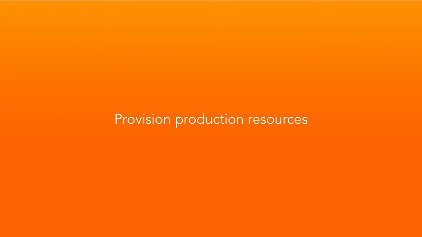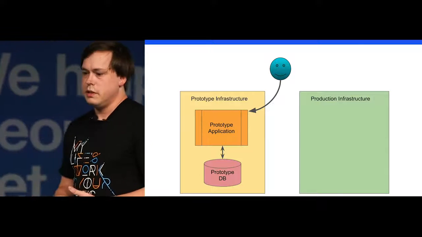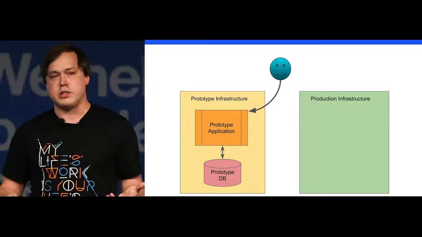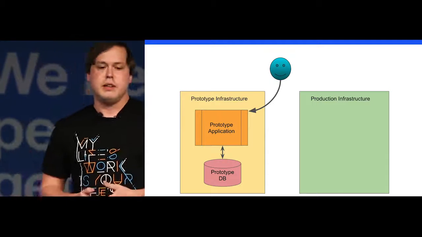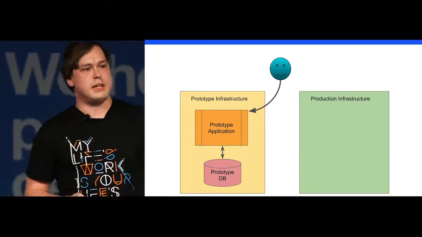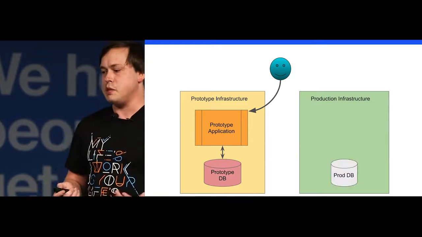Slide, provision production resources. The first thing that we needed to do was provision these production resources. Slide, two boxes, titled Prototype Infrastructure and Production Infrastructure. The prototype box contains a box labeled Prototype Application, with an arrow pointing to a 3D cylinder labeled Prototype DB. Here you can see we've got our prototype infrastructure, again, glorified dev hardware behind our firewall. The first thing I needed to do was reach out to our data team to get a database provisioned.